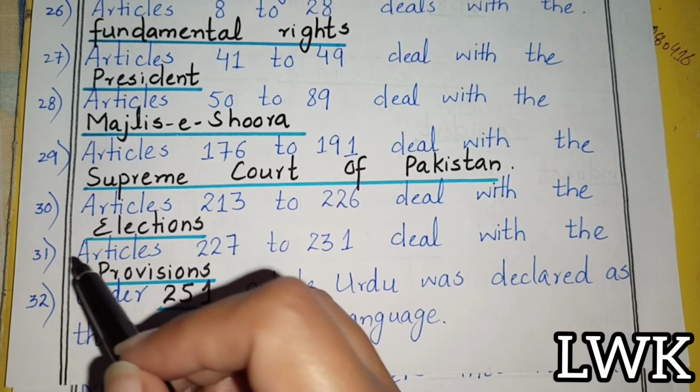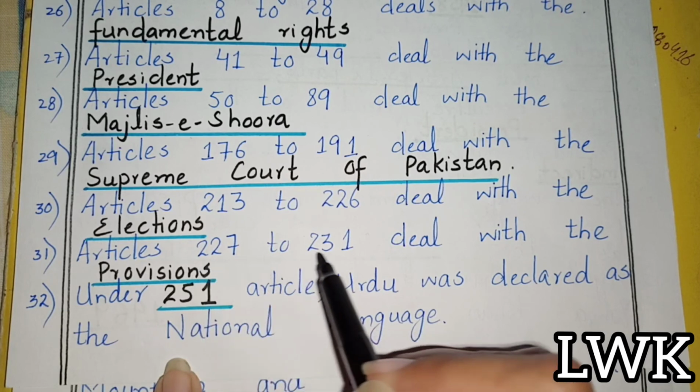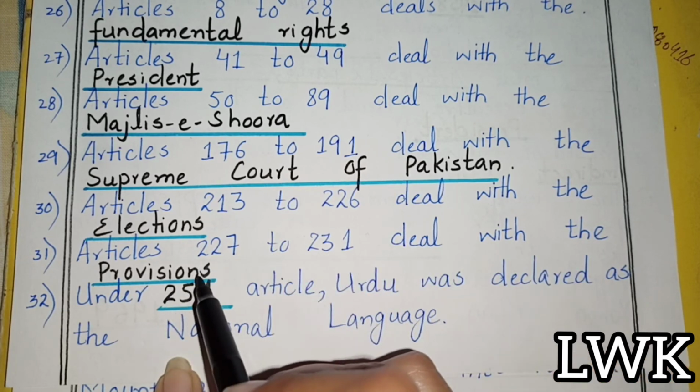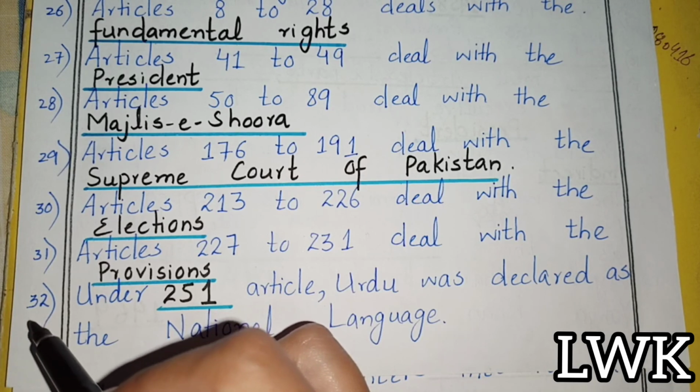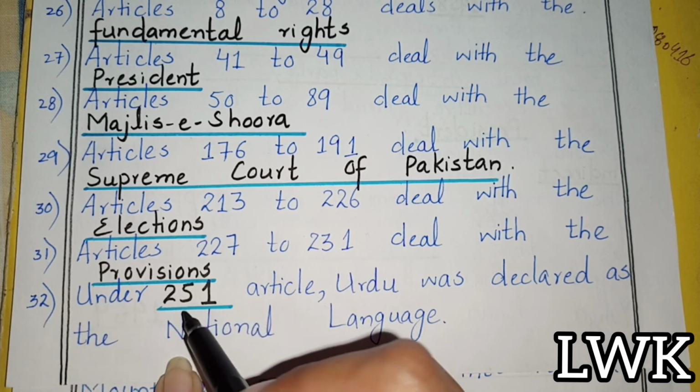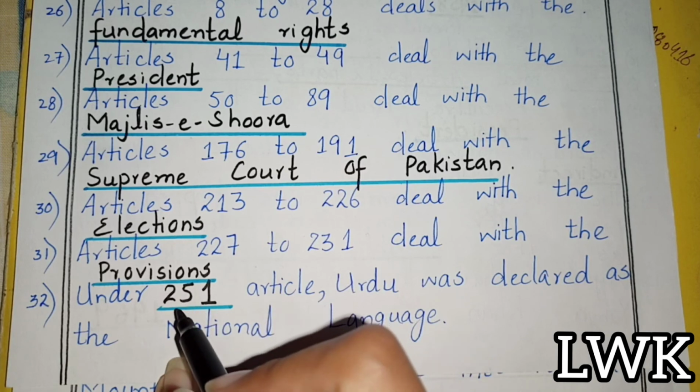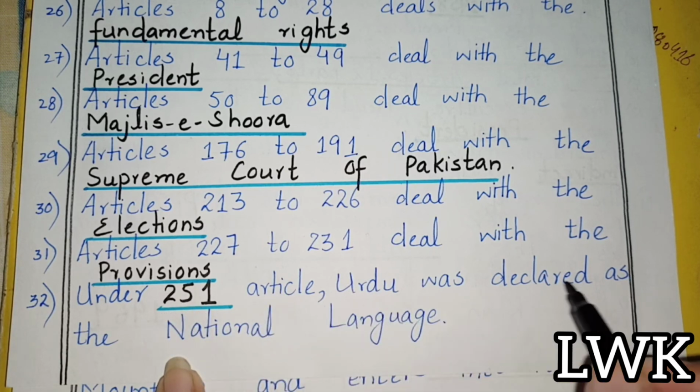Question number 31, Articles 227 to 231 deal with the probation. And the last one is question number 32, under Article 251, remember this, Urdu was declared as the national language.